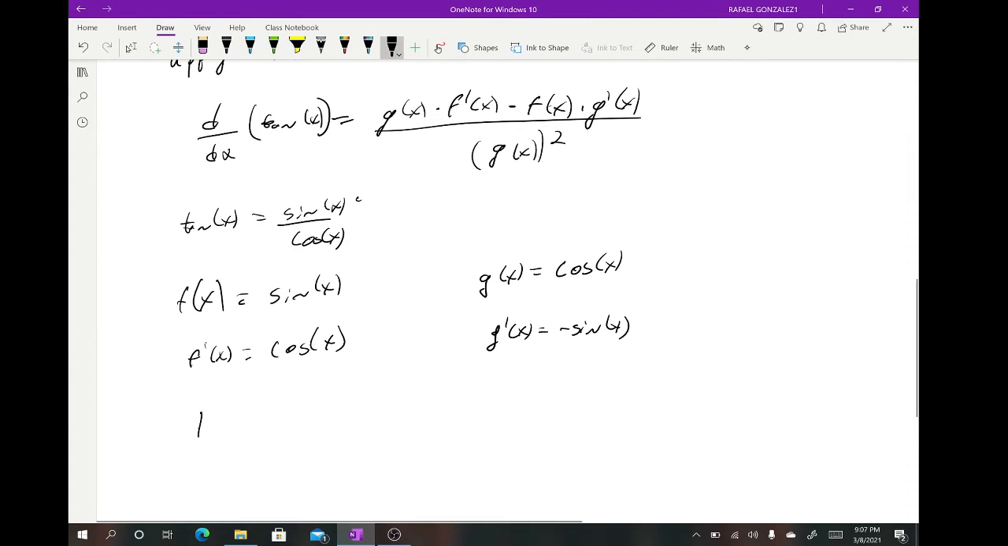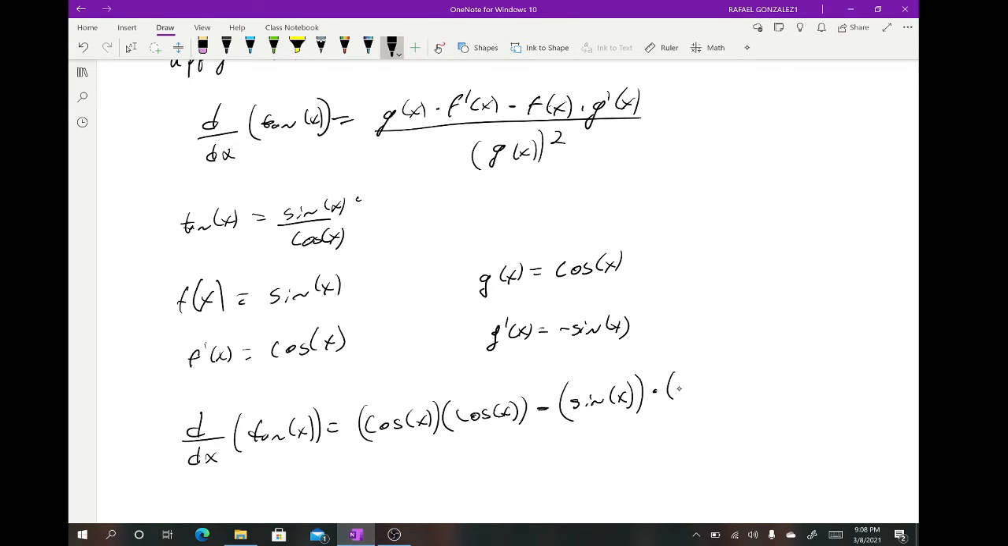And now we can put this back together. So d/dx of tangent of x is equal to g of x, which is cosine of x, times f prime of x, which is also cosine of x, minus sine of x times the derivative of the bottom, which is negative sine of x. I'm adding an extra parenthesis because there's a negative sign, divided by the bottom squared, but the bottom is cosine of x, so divided by cosine of x squared.